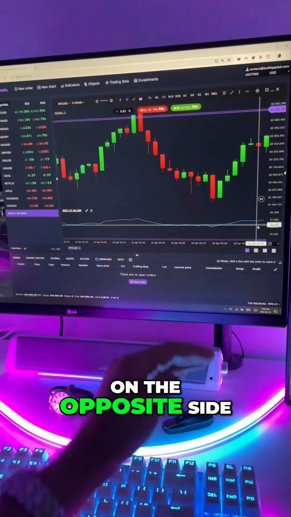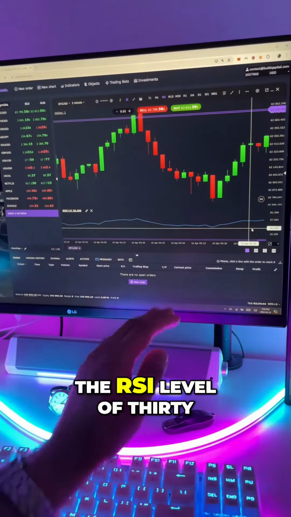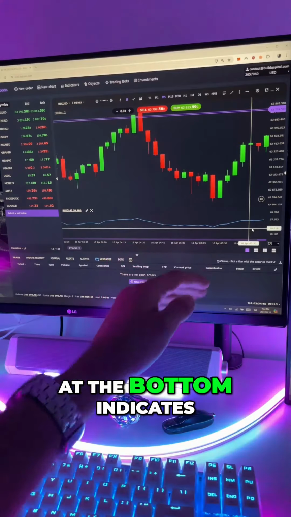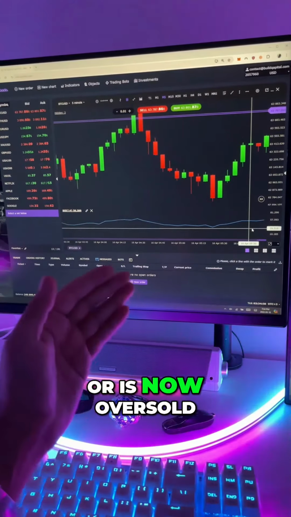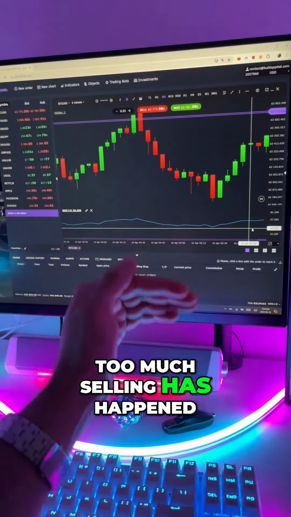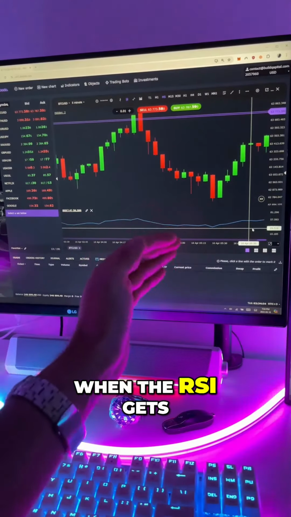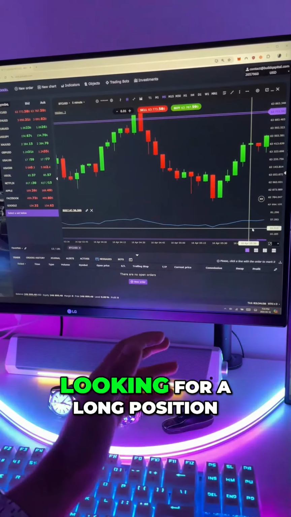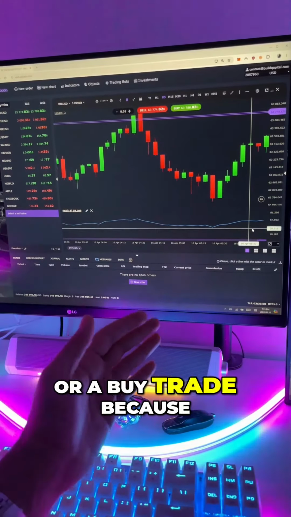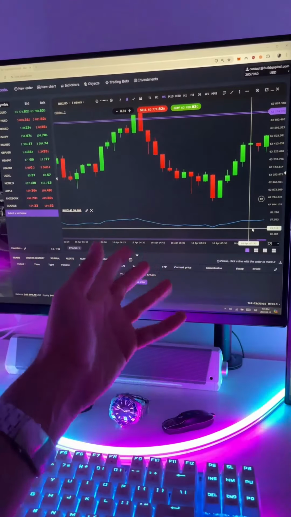Now, on the opposite side, the RSI level of 30 at the bottom indicates that the market is getting close to or is now oversold. So too much selling has happened. Now, when the RSI gets close to or below 30, that's when I would be looking for a long position or a buy trade because the market might start to reverse sometime soon.